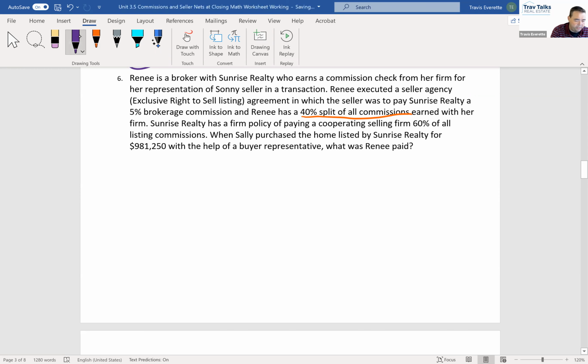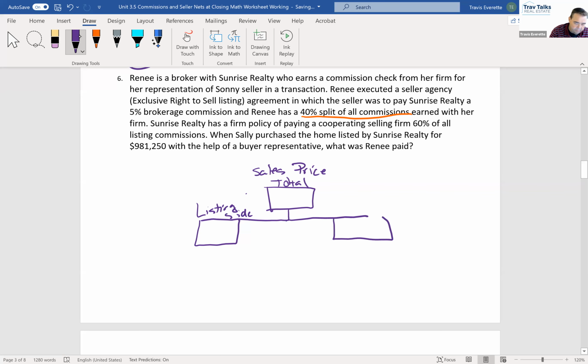So I know that's the tree. So I may as well go ahead and write it out. So I know I'm going to have sales price. And from there, I get the total commission. Right? There's my total. And then from there, I'm going to split out into a listing side and the selling side. And then each one of those is going to get split again into agent and firm. So I got the listing agent over here.